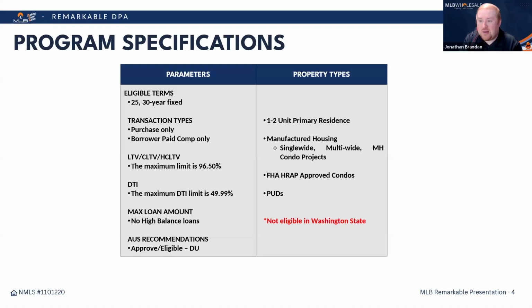It's a 96.5% max LTV, but if you're using the 3.5%, it covers the entire down payment option there. Otherwise, if you do the 2% DPA, the borrower is just responsible for the remainder, that 1.5%. Max DTI is basically anything that's under 50. So 49.99 is specifically the max DTI on this program. But as long as it's under 50, that's basically the rule of thumb there.